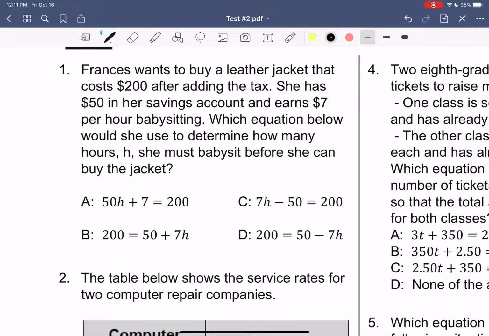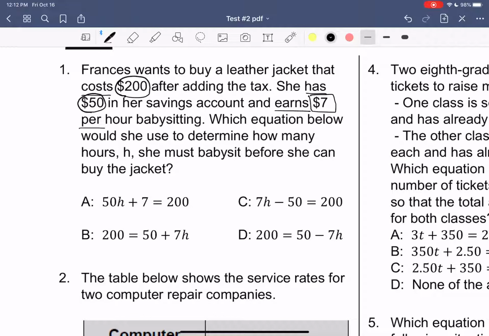So I'm going to start by underlining any key words that are going to help me write my equation, circling constants, and boxing variables. So the cost is $200. That $200 isn't going to change. It's already been decided. She has $50 in her savings account. Again, a constant amount that she has. She is earning $7 per hour. So I know that that's a variable because of the per.